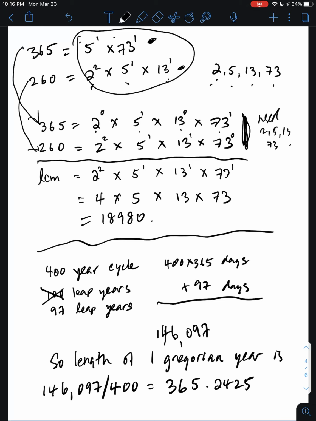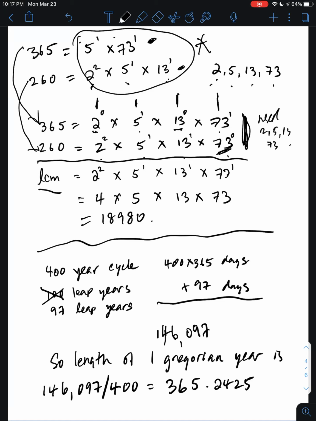Similarly, 260 already has most of the primes in it, 2 to the power 2, 5 to the power 1, 13 to the power 1. I have to throw in an extra 73 to the power 0. Why do I do that? Just so that these columns are nicely lined up. You don't see nice columns in this first way of expressing the two factorizations. So I introduced some dummies, 2 to the power 0, 13 to the power 0, 73 to the power 0, so that my columns line up very nicely.